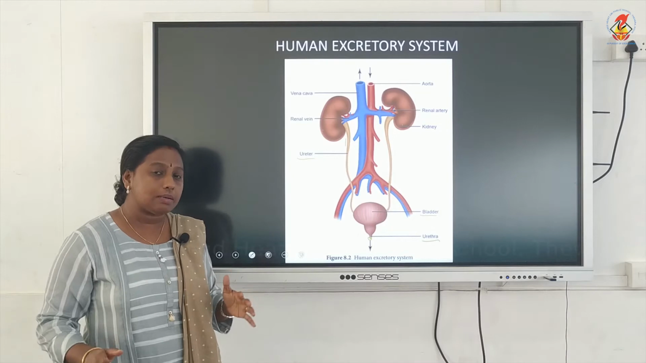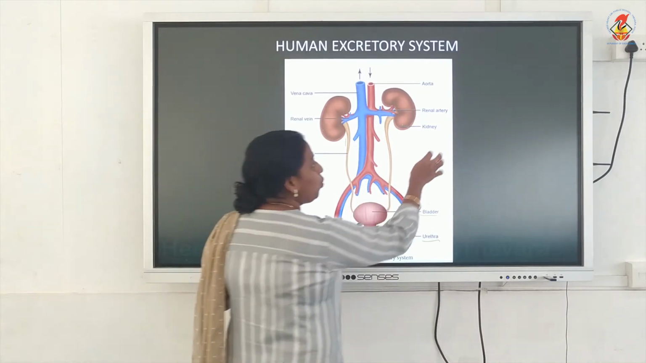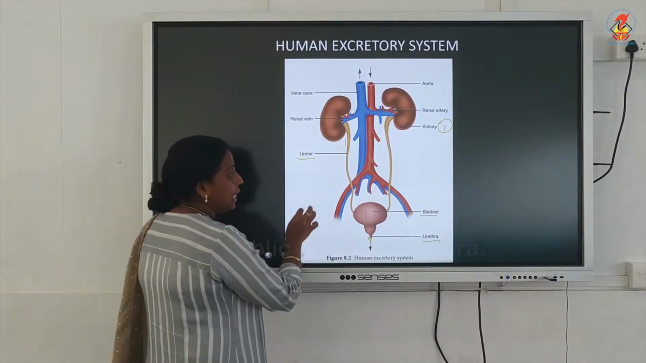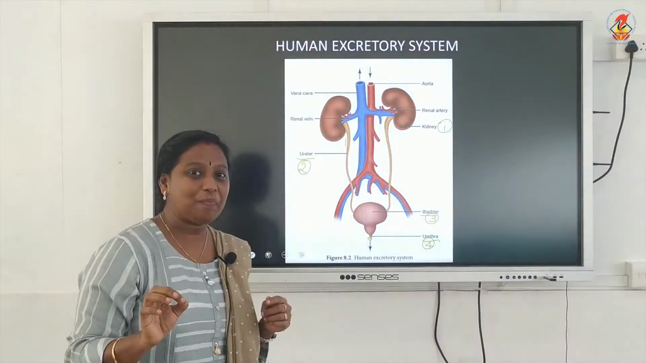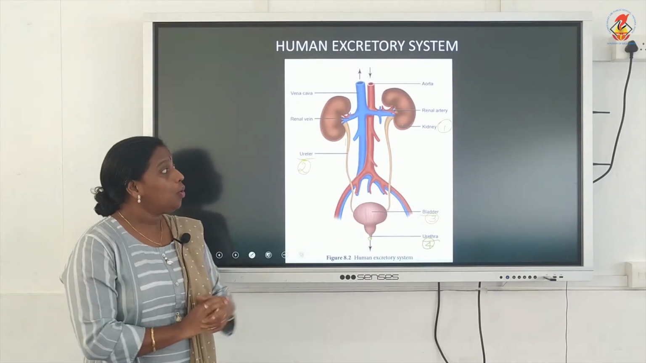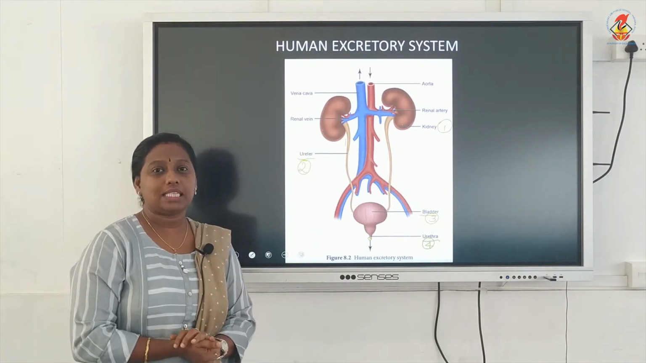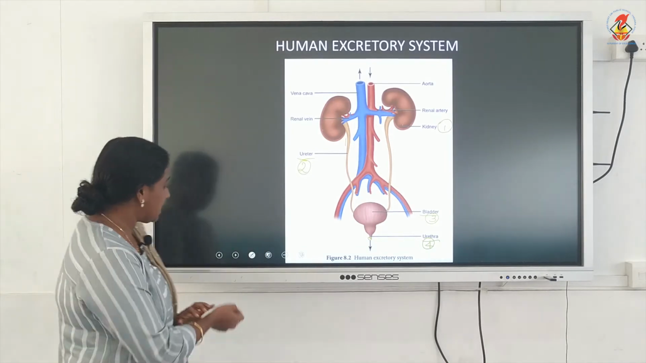Your excretory system consists of how many parts? Number 1, a pair of kidneys. Number 2, a pair of ureters. Number 3, a single urinary bladder. Number 4, one single urethra. So, hope this is clear. Now, coming to your kidneys, we will see in detail about the kidneys.